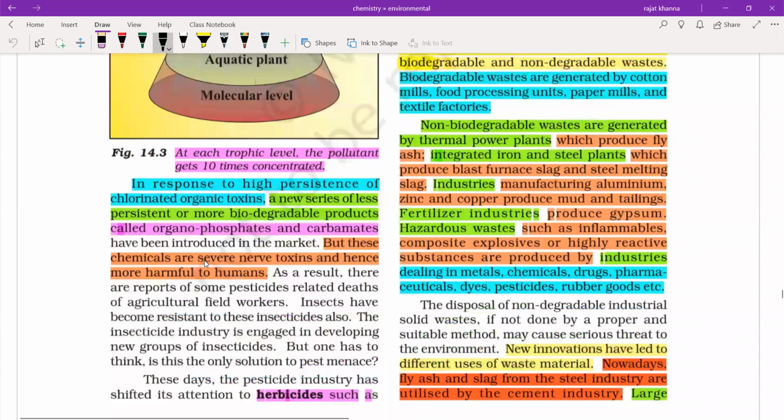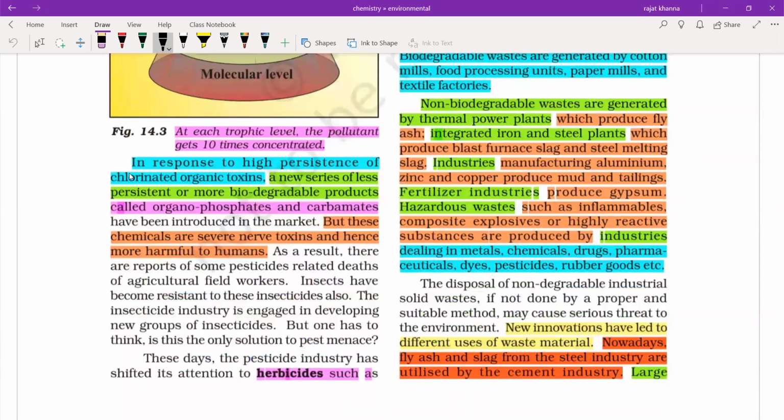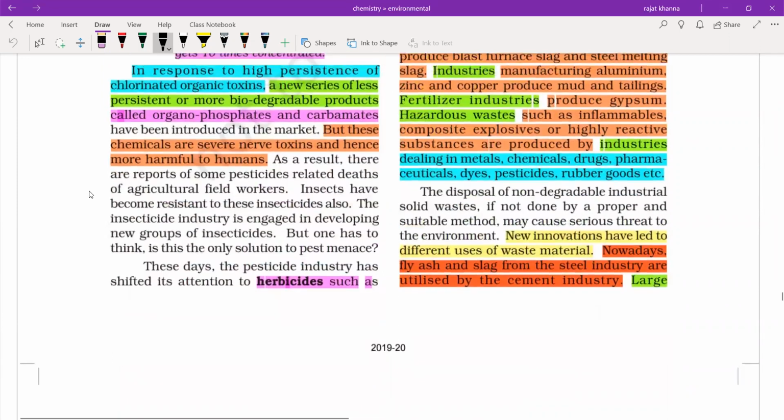At each trophic level, the pollutant gets 10 times concentrated, and in response to the high persistence of chlorinated organic toxins, a new series of less persistent or more biodegradable products called organophosphates and carbamates have been introduced. But these chemicals are severe nerve toxins and hence more harmful to humans.